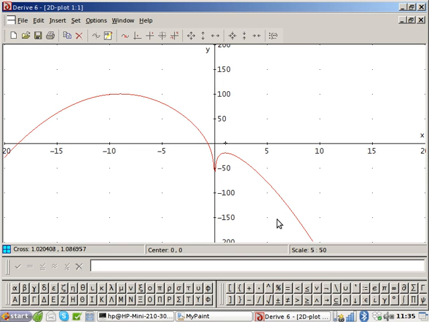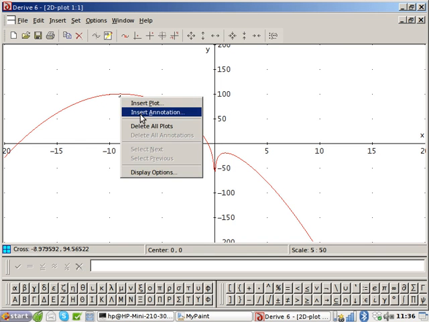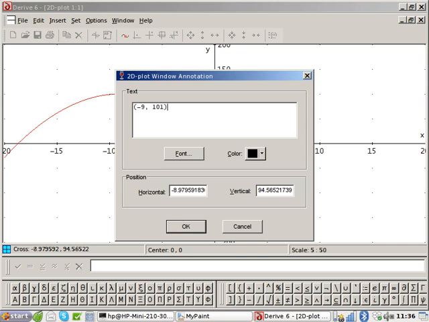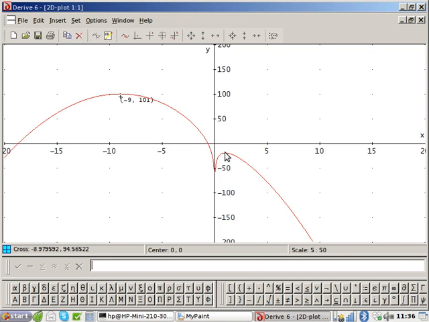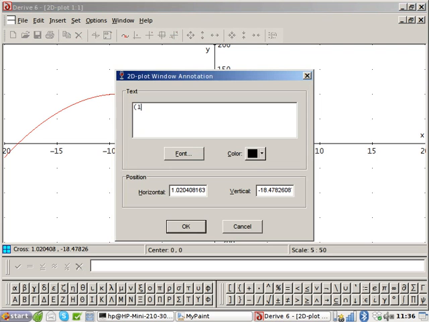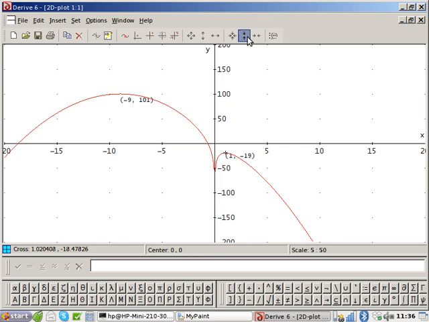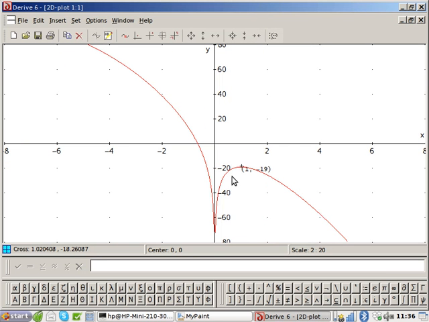Our first answer was... what were our two answers? 1 and minus 9. So you can see here, this must be the turning point at minus 9, right here. It was minus 9 and 101. So that looks right, doesn't it? And then this one here, what was that one? Minus 19. And if I zoom in a little bit here, it does look like it's at minus 19.